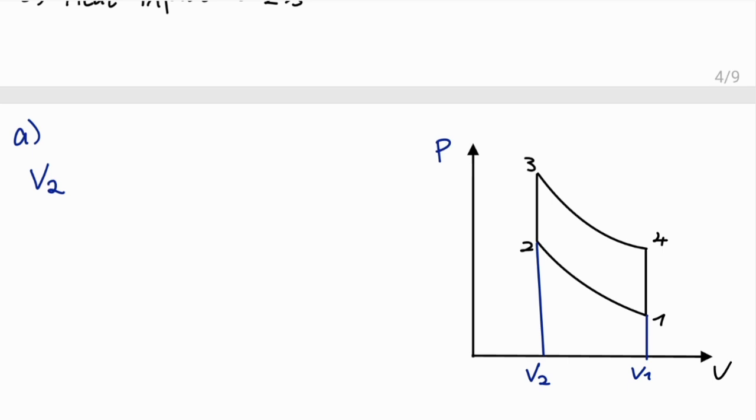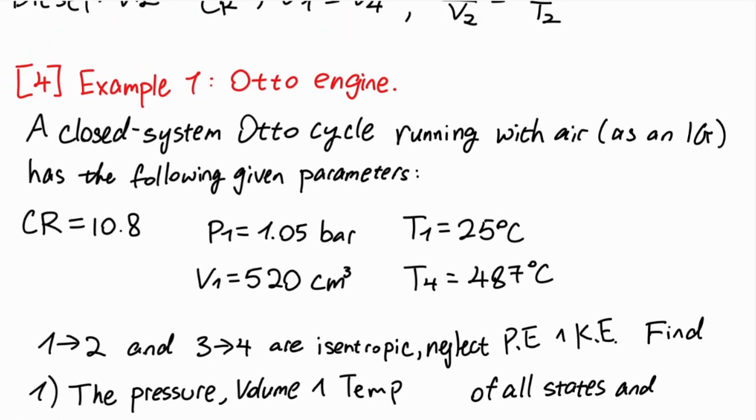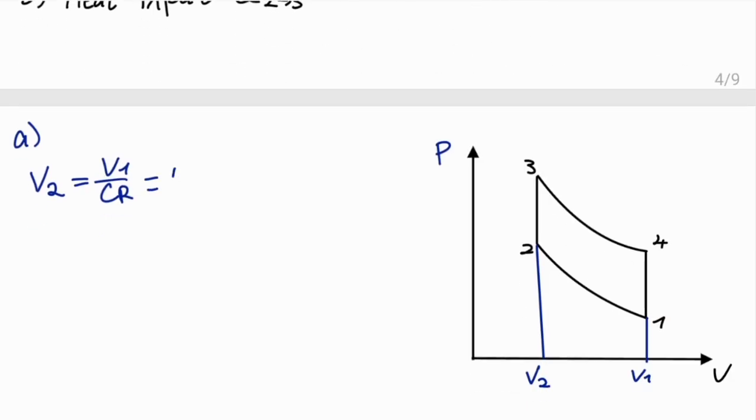So firstly, we can figure out V2, right? This is the easiest one, V1 over CR. These are both given parameters, V1 and CR. So this is going to equal 520 cm3 divided by 10.8, and that's 48.1 cm3. This is V2, this is one of our numbers.